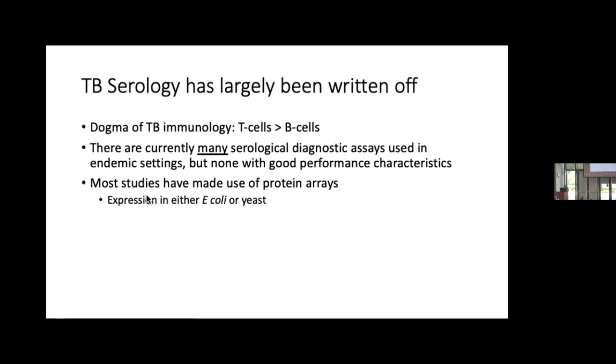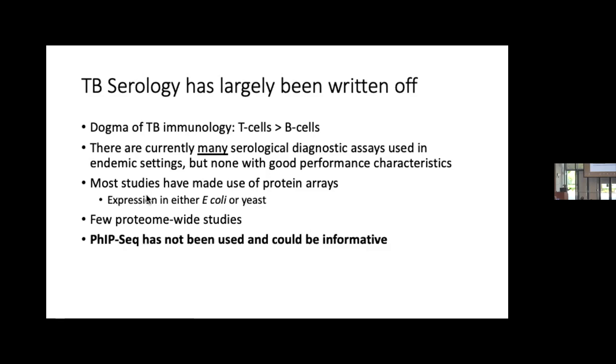These have mainly been done using protein arrays where the proteins are expressed in either E. coli or yeast. There are not a lot of proteome-wide studies, and PhIP-Seq, more importantly, is not something that's been applied to this problem. So having learned everything that I did, I was able to sell my TB colleagues at UCSF on the idea that this was a really good use case for the technology.